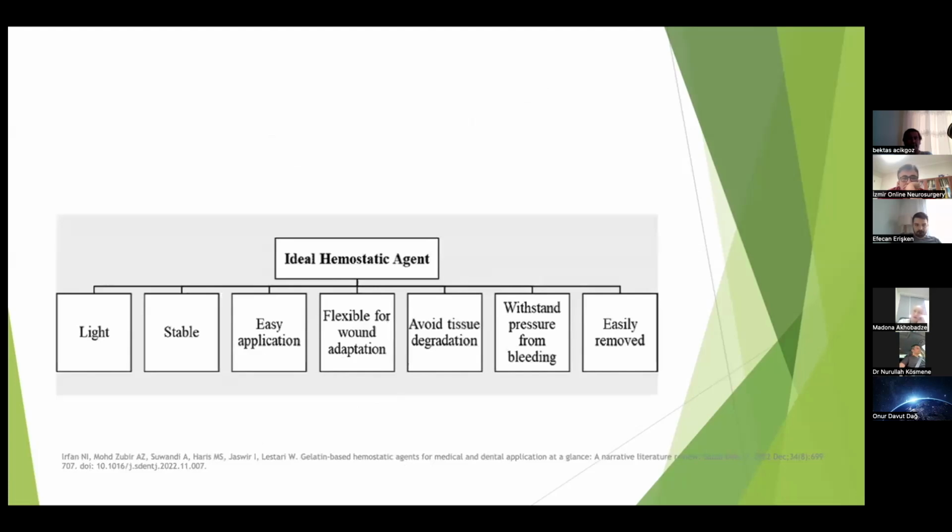Now, do we have an ideal hemostatic agent? The answer is no, because all these properties are not satisfiable by any hemostatic agent as of now. So it should be light, stable, it should be easy to apply, flexible for wound adaptation, avoid tissue degradation, and it should withstand the pressure from bleeding, and it should be easily removed.